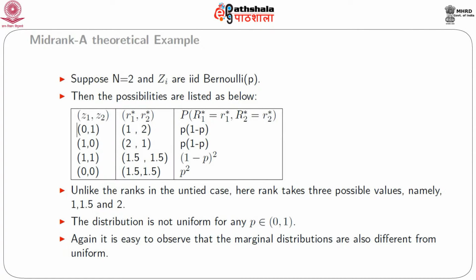So now we shall give a theoretical example on the distribution of mid-ranks, because we have seen that the distribution of ranks when there are no ties is discrete uniform. In this case we shall illustrate whether the distribution remains uniform or is something different from uniform.